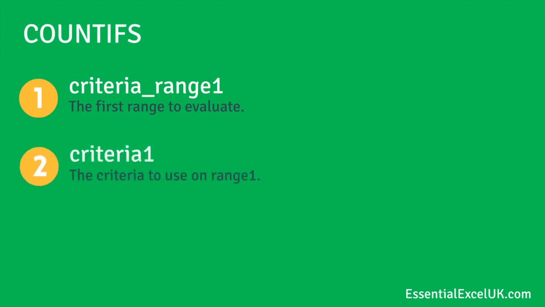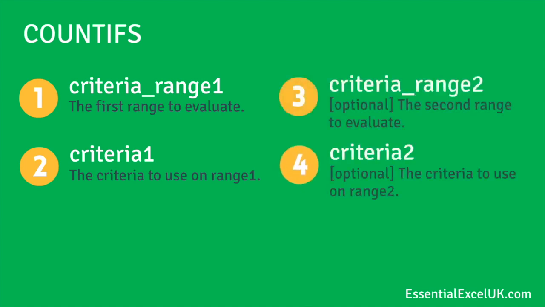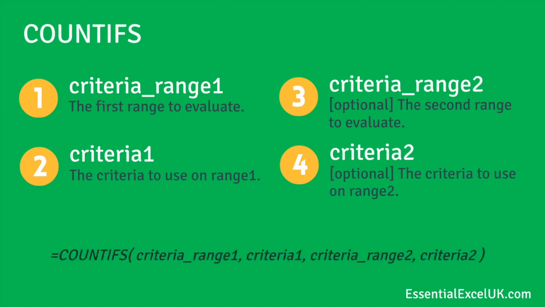The second and last formula we're looking at is COUNTIFs. This is made up of four parts. The first is criteria range 1, the first range to evaluate. Criteria 1 is the criteria to use on range number 1. Number 3, we've got criteria range 2, the second range to evaluate. And number 4 is criteria 2, the criteria to use on range number 2. And with COUNTIFs, you're not limited to just these two ranges and criteria, you can add more.